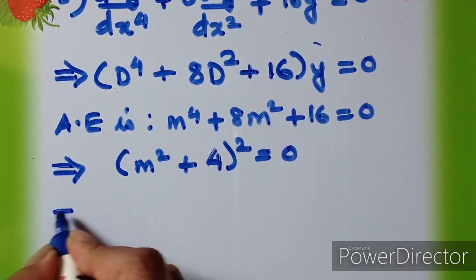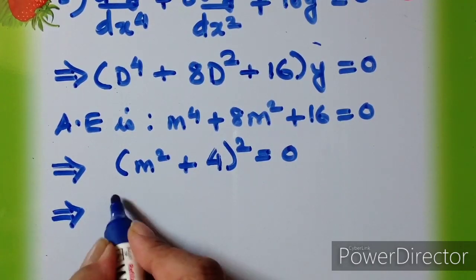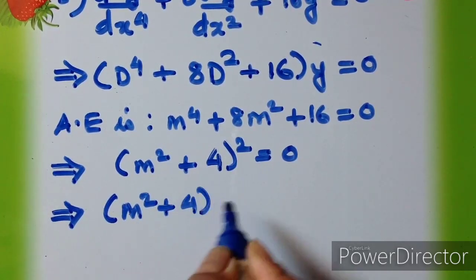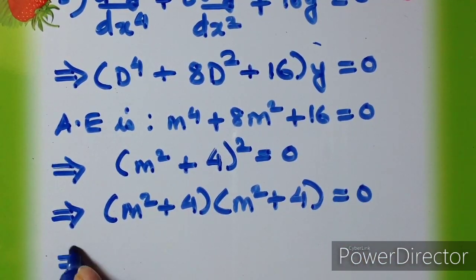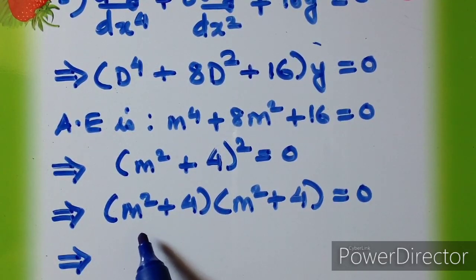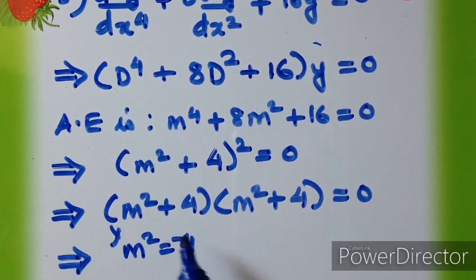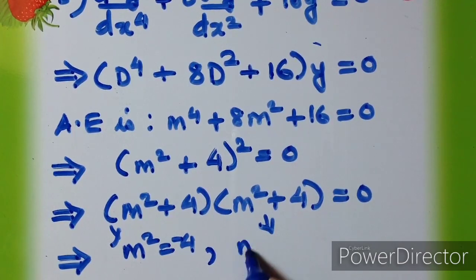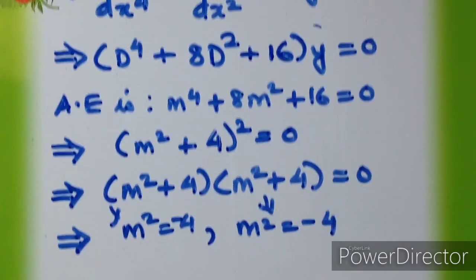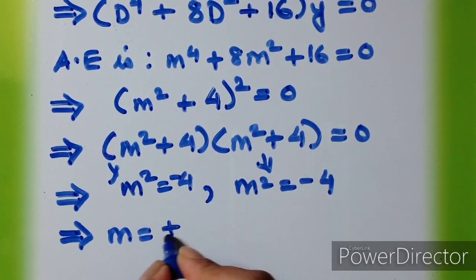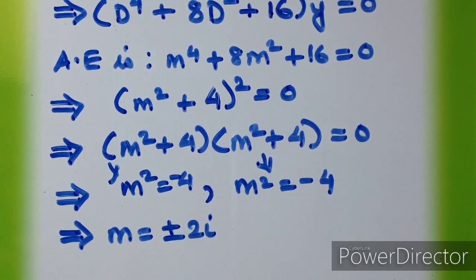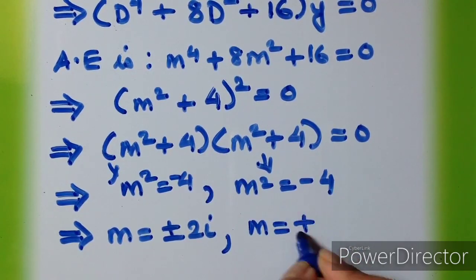So I can just further simplify like this and write it: m square plus 4 into m square plus 4 is equal to 0. Then from this, m square is equal to minus 4 from the first part, and again from this part m square is equal to minus 4. Therefore m is equal to plus or minus 2i. Root of minus 1 is i, as everybody will know. So again m is equal to plus or minus 2i.